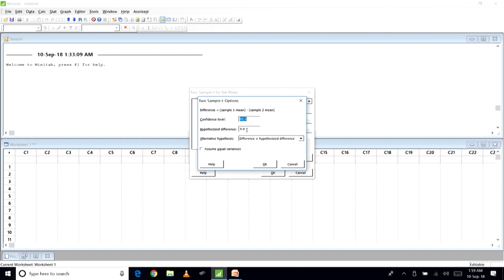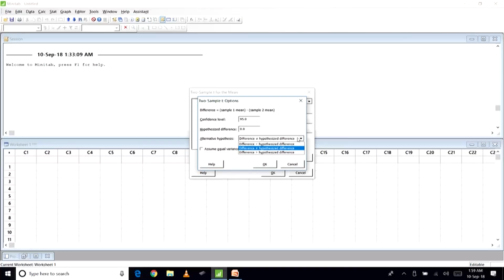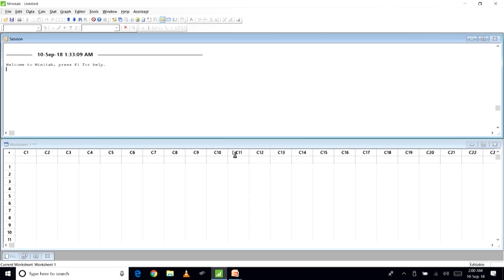Now, after making all these entries, go to Options, then you need to test this hypothesis at 95% confidence level. The hypothesized difference is 0, right, because we are saying that the returns are the same from both the stock exchanges, and the alternative hypothesis is that they are not the same, right. So, this is the not equal to type. Assume equal variances, that is our assumption, that the populations from where we are drawing samples have equal variance. Then we will click OK and OK once again, right.